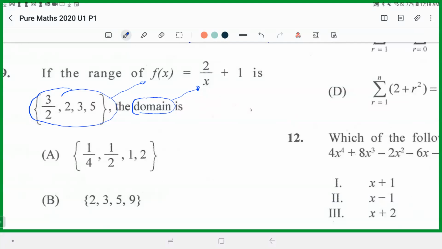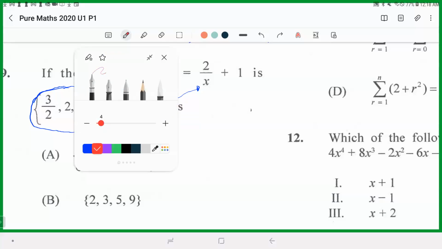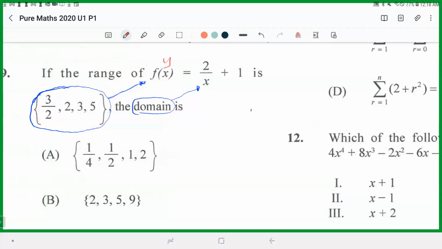So what it makes sense to do is make x the subject of this, because we can plug these range values into the function and then find out what x is. So we can make x the subject of it to find them quicker. Basically it's almost like we're taking the inverse. I'm going to make x the subject of this function. Let's call this y. And these are y values. Let's keep it simple. Call these values y.